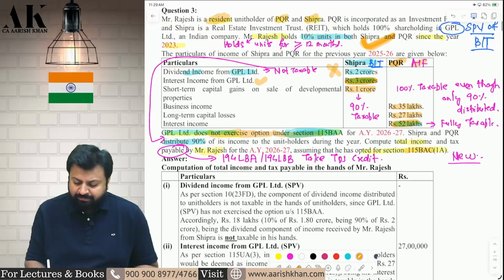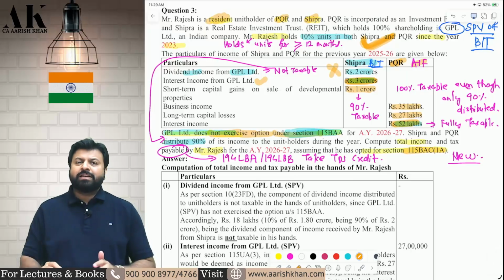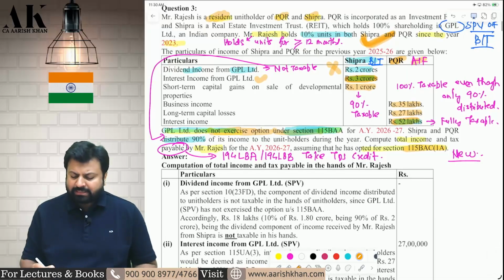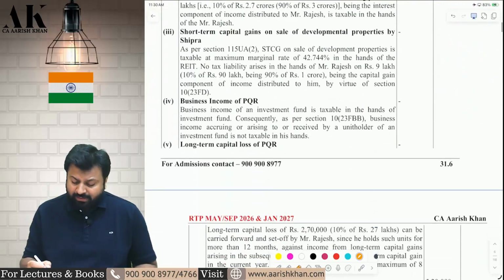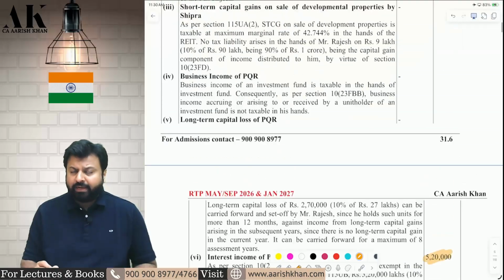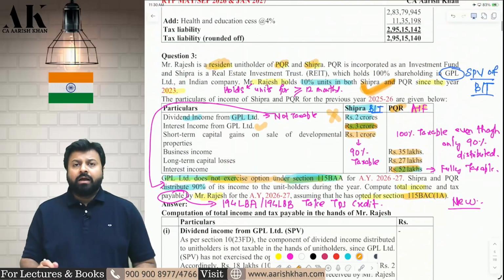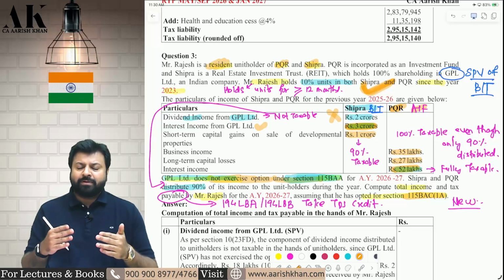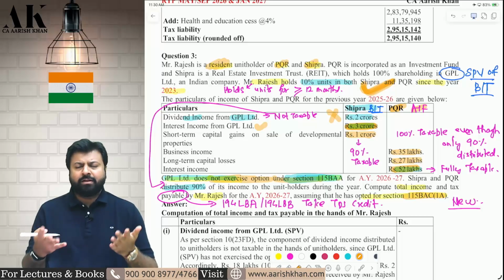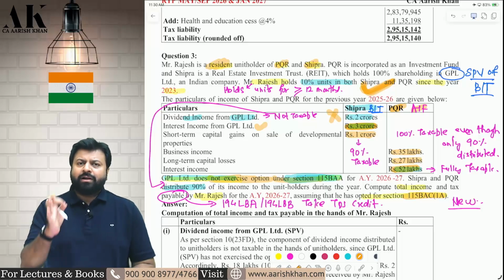Tax as per which regime? As per the new regime. What is the new regime slab rate now? So only two incomes are taxable in the hands of Mr. Rajesh. One is 27 lakhs from business trust and one is 5.2 lakhs from interest income from AIF. After that, you have to compute tax as per new regime. New regime slab rates are up to 4 lakh no tax, then 4 to 8 lakh 5%, then 10%, then 15%, then 20%, then 25%, then 30%. So after 24 lakh, it is 30%.